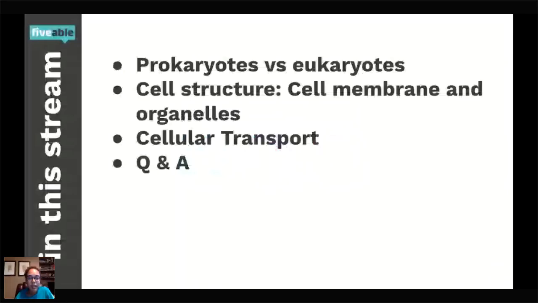Today in the stream, I'm going to be going over some basic information about cells, like prokaryotes versus eukaryotes, the things that make them different and the things that they have in common. Cell structure: I'm going to be going over the cell membrane, its structure and function, and the different organelles of the cell. Pretty basic information, though. I'm not going to be getting too in-depth with the different organelles. I'm also going to be going over the different types of cellular transport that there are. And at the end, I'm going to be doing a question and answer.